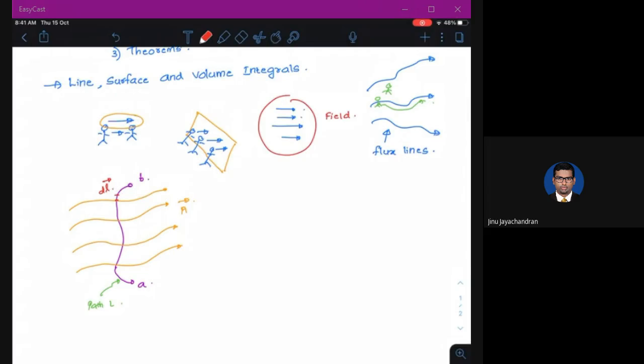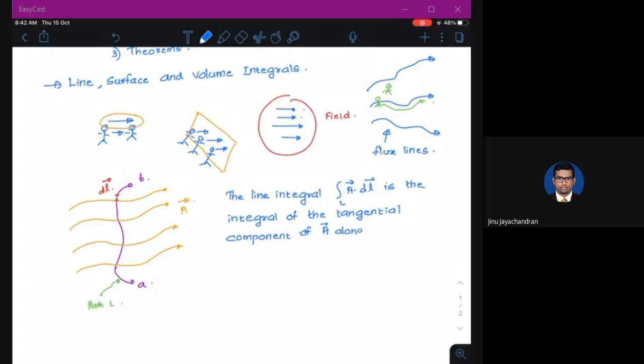Let me define that in words. So the line integral over L of A dot dl, where A and dl both are vectors, is the integral of the tangential component of A along the curve L. Basically what we are doing is considering a dl at different instances of this line.